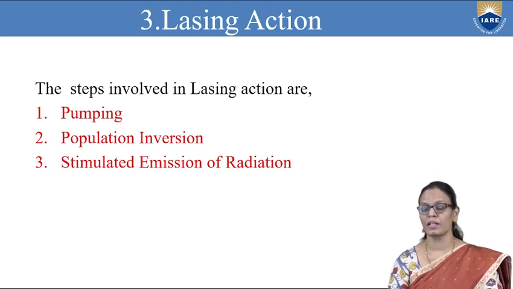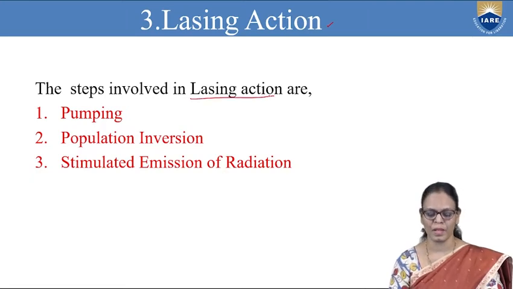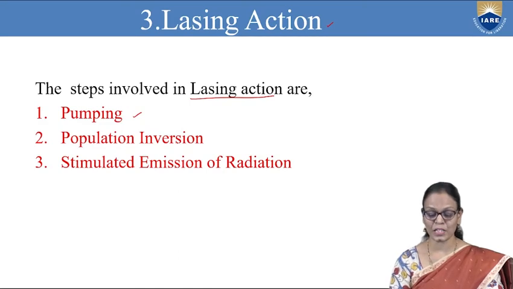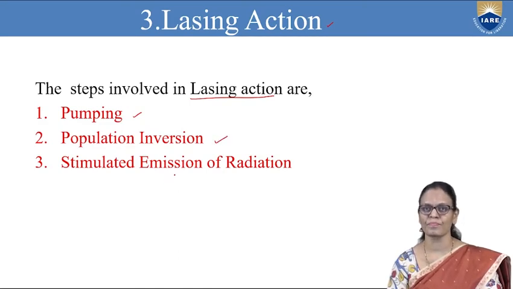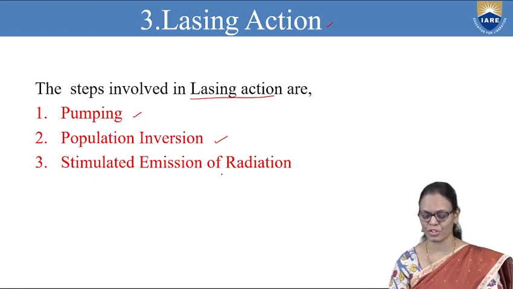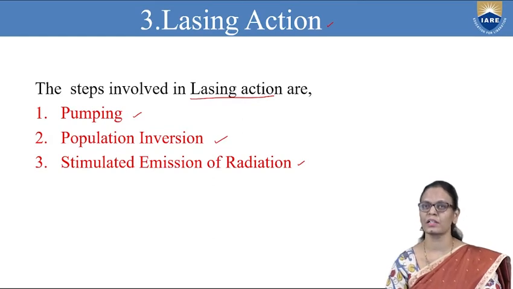Now the next question is, define lasing action. What is lasing action? In lasing action, there are 3 steps. One is pumping, where we use energy to pump the atoms from a lower level to a higher level. Because of pumping, we achieve a condition called population inversion. Population inversion means the number of atoms in the excited state is more than that in the ground state. After achieving population inversion, there will be stimulated emission of radiation. The atoms in the excited state are stimulated with the help of an external photon to make the transition. These are the 3 steps involved in the lasing action.